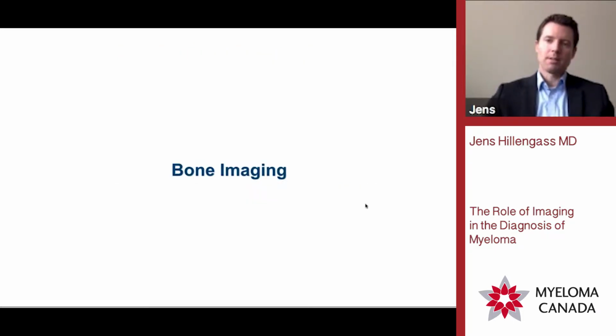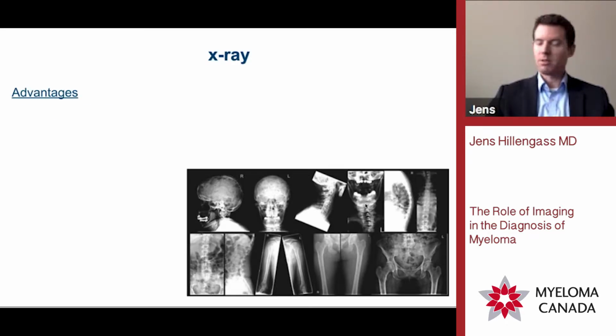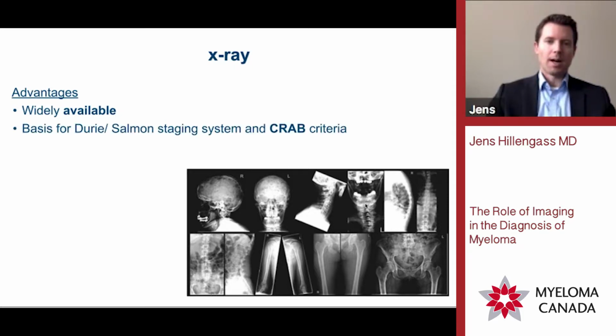Starting with the bone imaging. This is clinically the most important one. Skeletal survey has some advantages. It's very widely available. I gave this talk in several countries in Europe and in the US, and also in Canada, and I know that all over the world, X-ray is very easy to access. It is the basis for our classification, the Durie-Salmon staging system, which is kind of old now, but still some people use it, and the so-called CRAB criteria. I guess you have heard about them: hypercalcemia, renal insufficiency, anemia, and the bone disease, which is the B of the CRAB criteria.